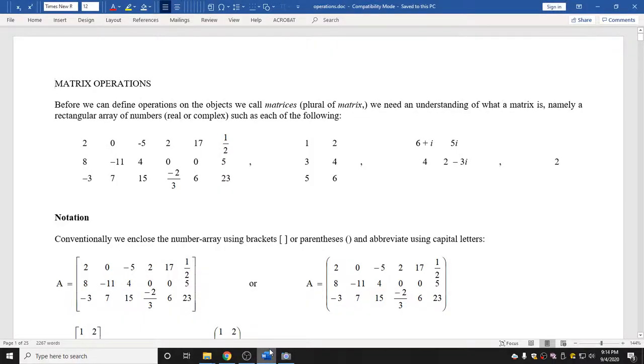Matrix operations. Before we start working with matrices, we would like to describe them. What is a matrix? A matrix is simply a rectangular array of numbers.